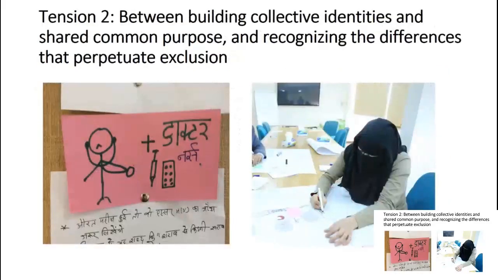one. So as Erika has said, part of our research learning was what the key tensions of this kind of work are, and how they can be navigated in the different contexts, because obviously different contexts require a different response and a different way through the difficulties and round the blocks and constraints in essentially challenging power in these circumstances. And a second major tension that we found was between building collective identity and shared common purpose and recognising the differences that perpetuate exclusion.